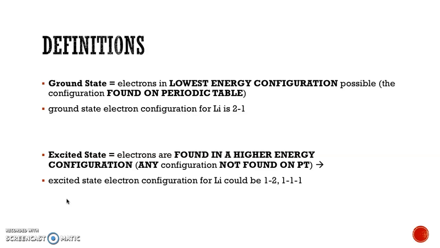Now, the excited state is electrons that are found in a higher energy configuration. Basically, any electron configuration that you don't see on the periodic table. So, for example, an excited state for lithium would be 1,2 or 1,1,1, where I can see an electron has jumped from the first energy level to the second energy level, or I can see an electron has formed a third energy level. All excited, right?